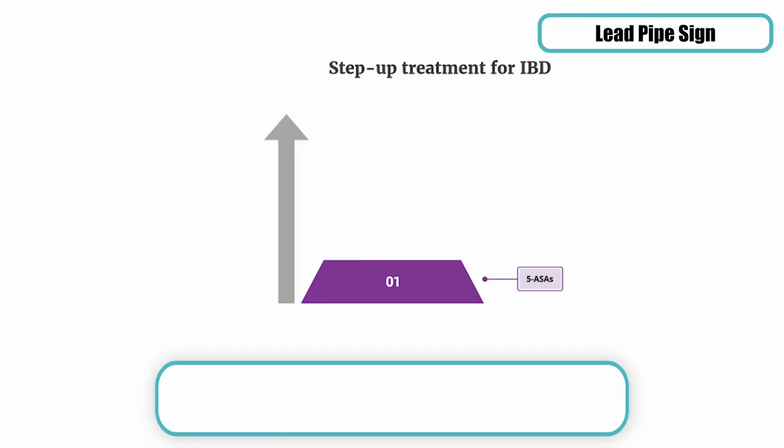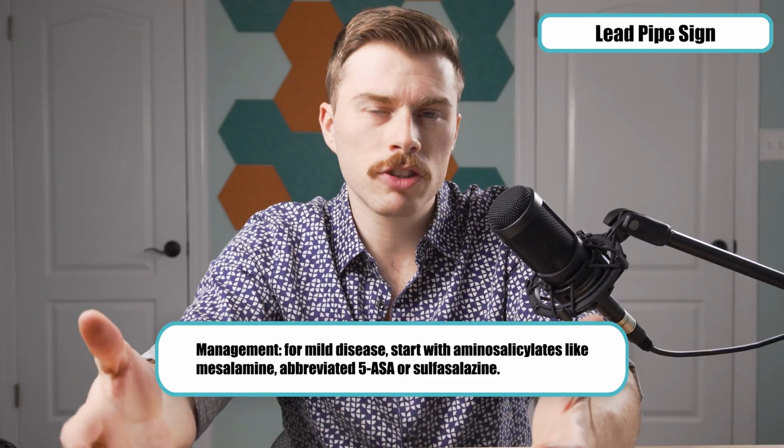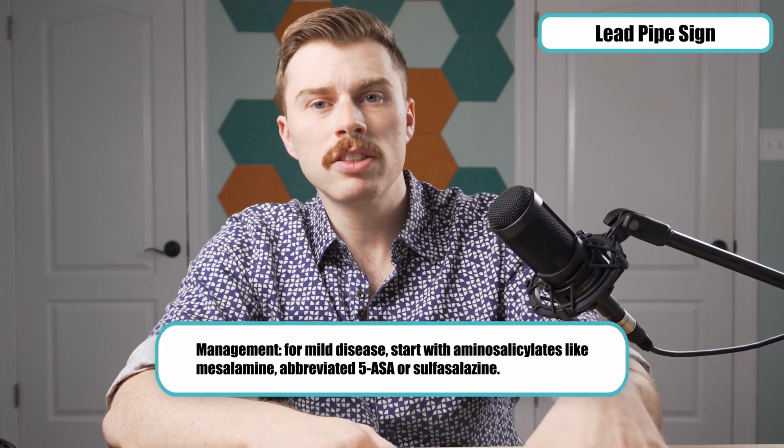The treatment for IBD is heavily tested, so I'm going to give you the full arsenal here. For mild disease, start with the aminosalicylates like mesalamine, abbreviated 5-ASA, or sulfasalazine. They basically just reduce the inflammation in the colon. Aminosalicylates are pretty similar to acetylsalicylate, which is just aspirin.